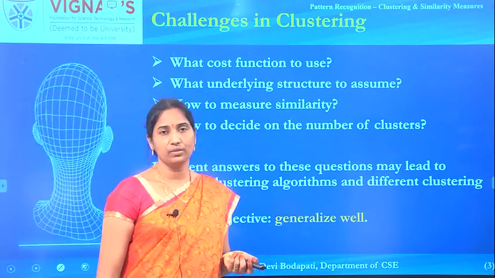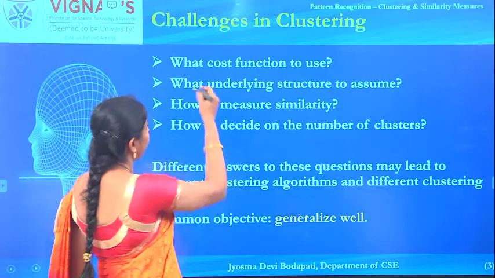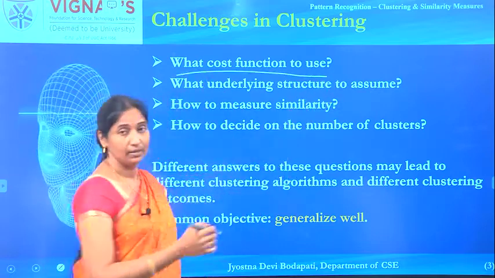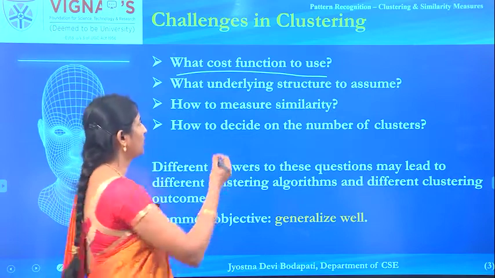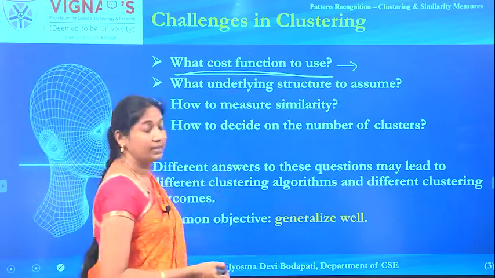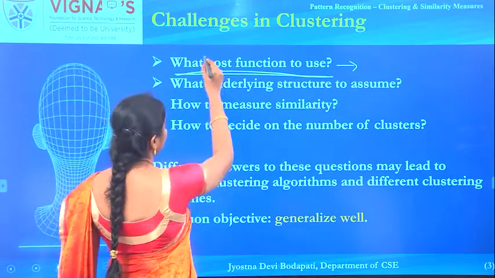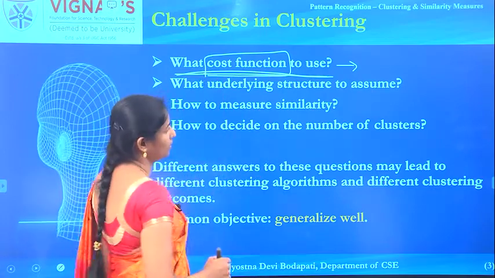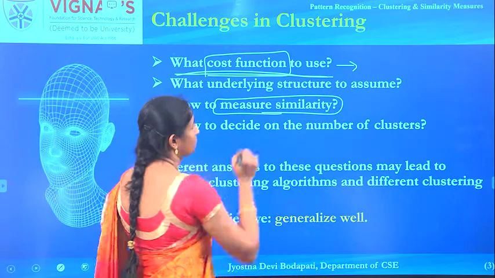So while applying clustering, what are the various challenges? What is the criteria function we need to use in the clustering algorithm, that we need to decide. Depending on the cost function, the clusters you are forming will be changing. That is why we need to decide on the cost function or the criteria function that is to be used, and what is the type of similarity measure I need to apply.